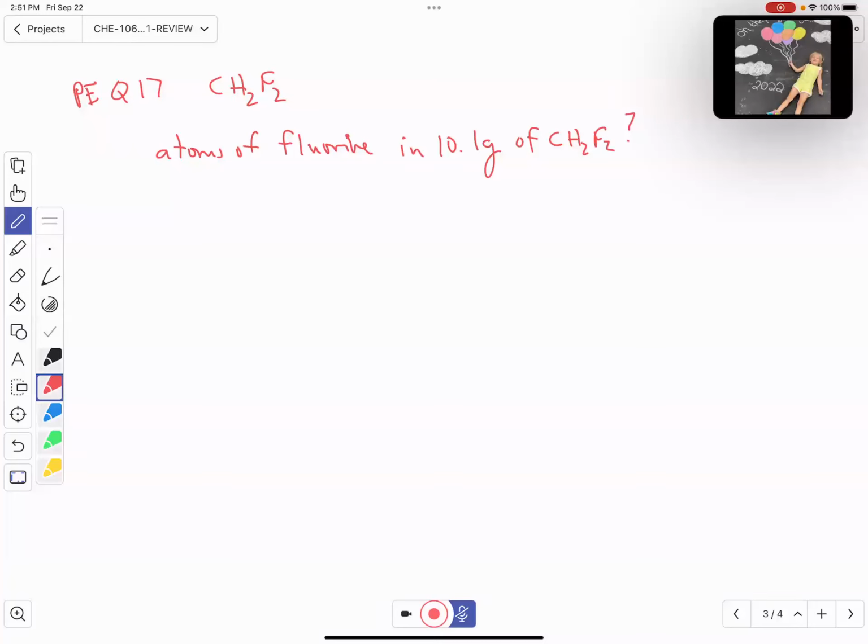So for question 17 from the practice exam, they tell us they've got 10.1 grams of this refrigerant, R32, and they want to know how many atoms of fluorine are in that sample. To map this out, we're going to start with grams because that's what we have. We can go from grams to moles using the molar mass, the only thing that relates grams to moles. And then once we have moles, we can use Avogadro's number to find molecules.